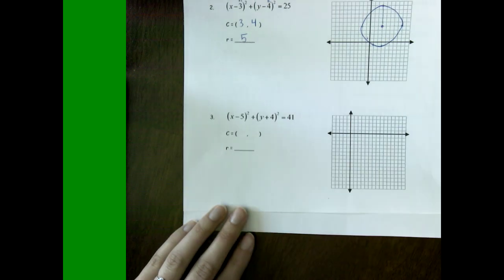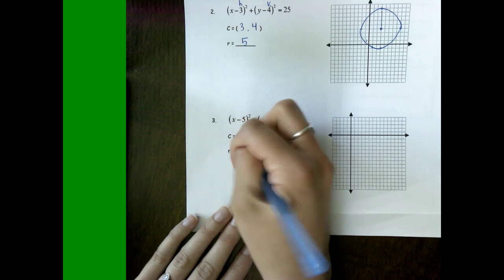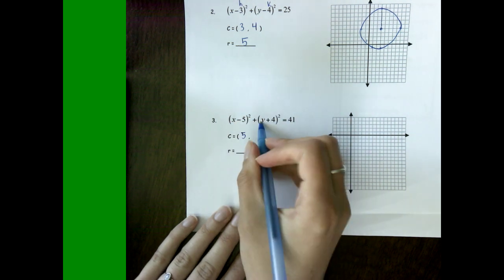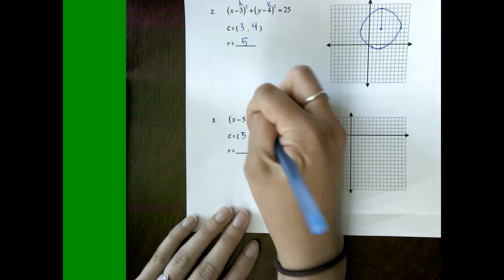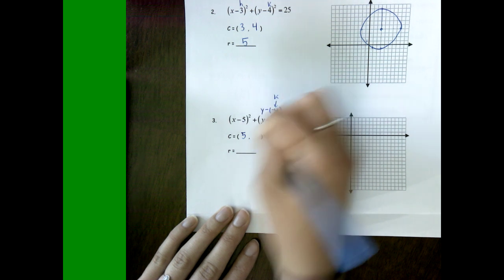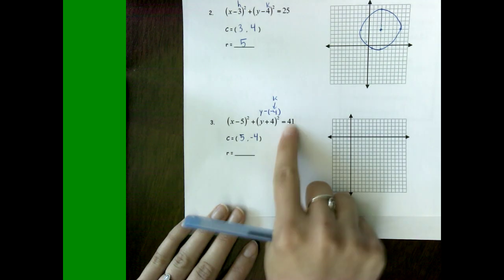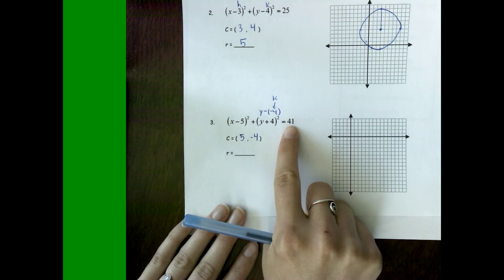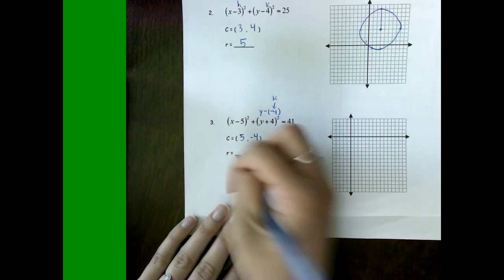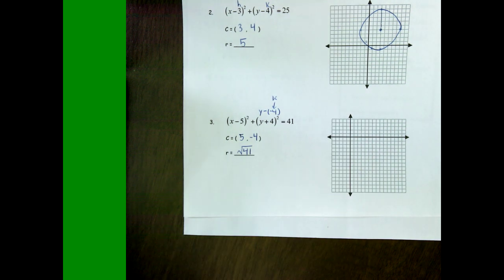Okay, and then let's try our last one. So this last one we have x minus h, so h is 5. And here we have y plus 4, so really that means y minus negative 4. So k is negative 4. That's the center. And then notice that this is not a perfect square. So here our radius is going to be the square root of 41.